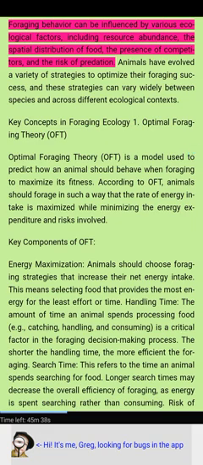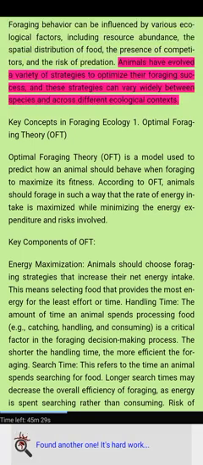Foraging behavior can be influenced by various ecological factors, including resource abundance, the spatial distribution of food, the presence of competitors, and the risk of predation. Animals have evolved a variety of strategies to optimize their foraging success, and these strategies can vary widely between species and across different ecological contexts.